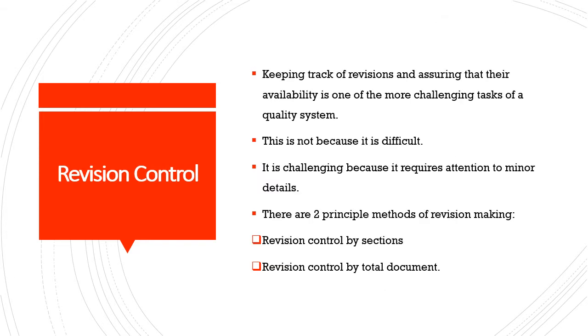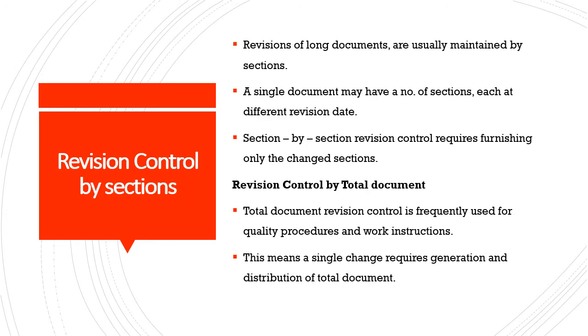Next, revision control. Keeping track of revisions and reassuring their availability is one of the more challenging tasks of a quality system. This is not because it is difficult, it is challenging because it requires more attention to minor details. There are two principal methods in revision making: revision control by sections and revision control by total document.